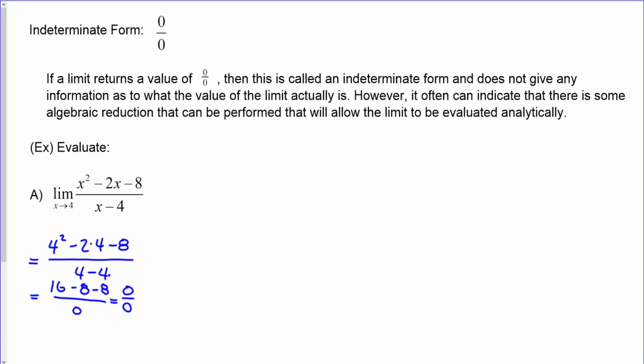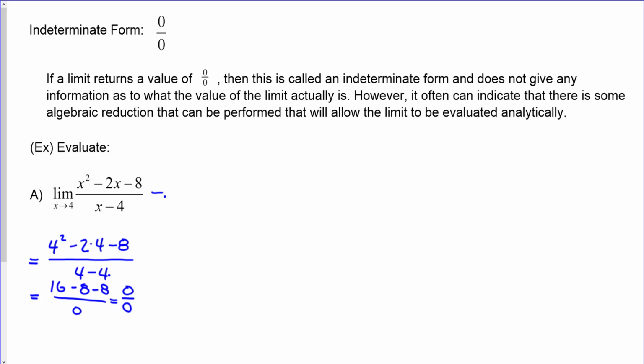So that right there tells me that, actually, it tells me nothing. It doesn't tell me that the limit exists or that the limit does not exist. It just tells me nothing. It's indeterminate. That's why we call it that. We have to do further investigation. Generally, that further investigation involves doing some algebra.